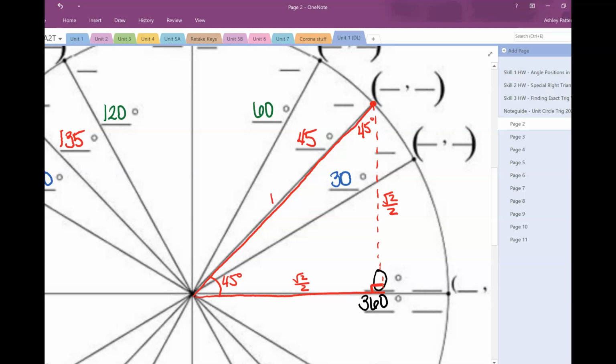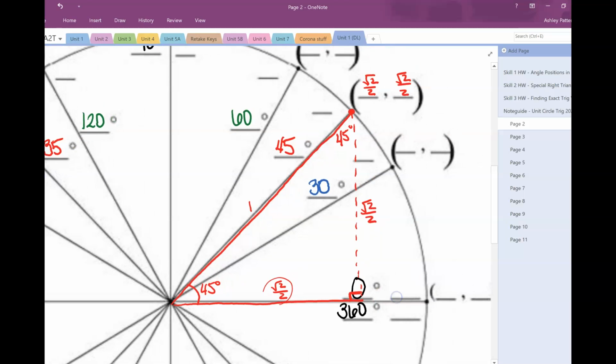What does that mean? If I travel rad 2 over 2 units on the x-axis, and then I go up rad 2 over 2 units, that means that the coordinate for my 45 degree angle rotation is going to be rad 2 over 2. That is awesome. Okay, well, let's see what that means for the 30.